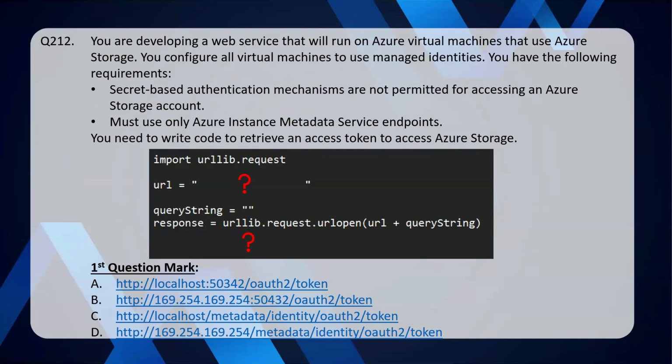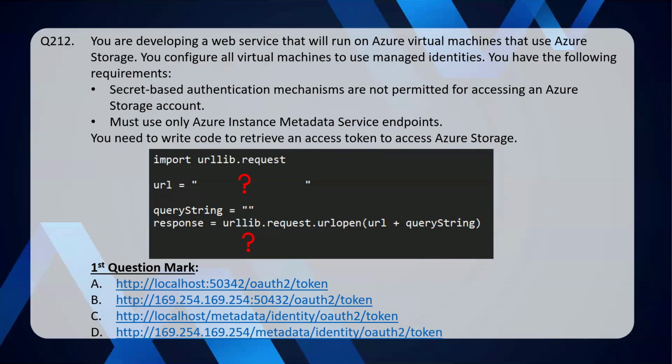Secret-based authentication mechanisms are not permitted for accessing an Azure storage account. Must use only Azure instance metadata service endpoints. You need to write code to retrieve an access token to access Azure storage. Now friends, there is a snippet in front of you and there are 2 question marks, and you need to tell what are the values that can be substituted in place of those question marks.